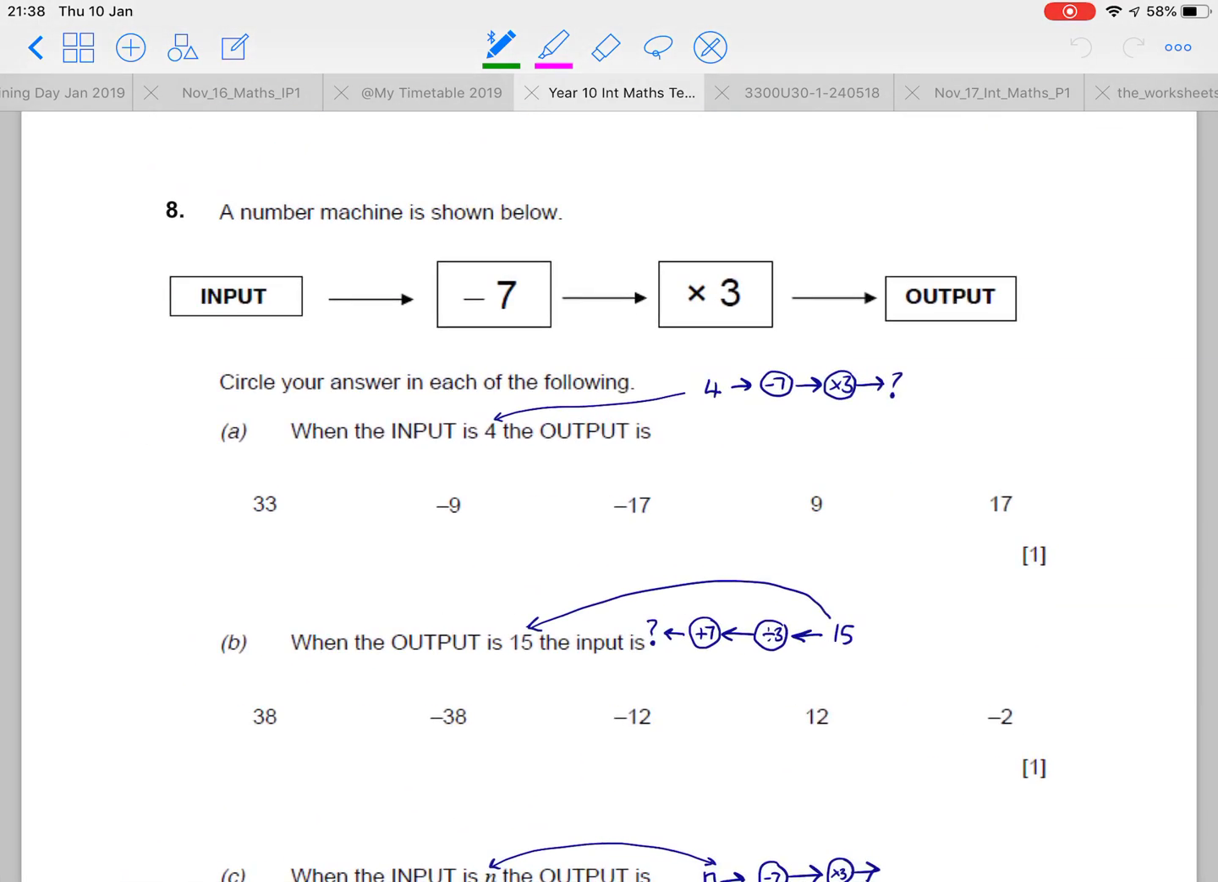Question 7. If the input is 4, that means 4 is going into this equation. Then you need to take away 7. Then you need to multiply by 3. 4 take away 7 is minus 3. Minus 3 times 3 gives you minus 9.